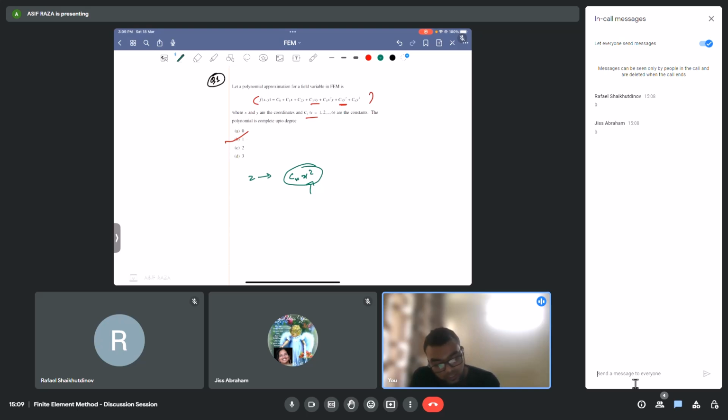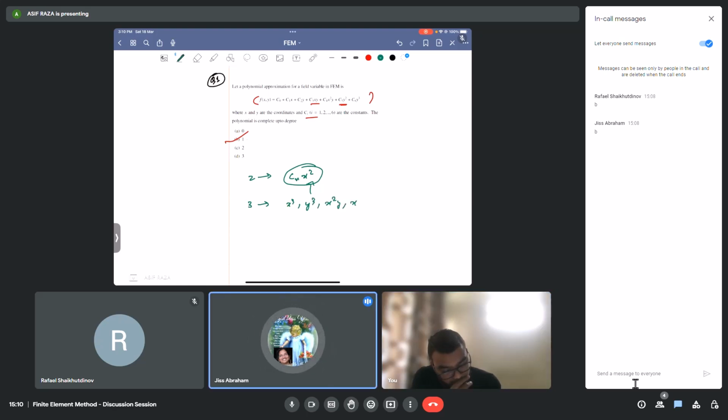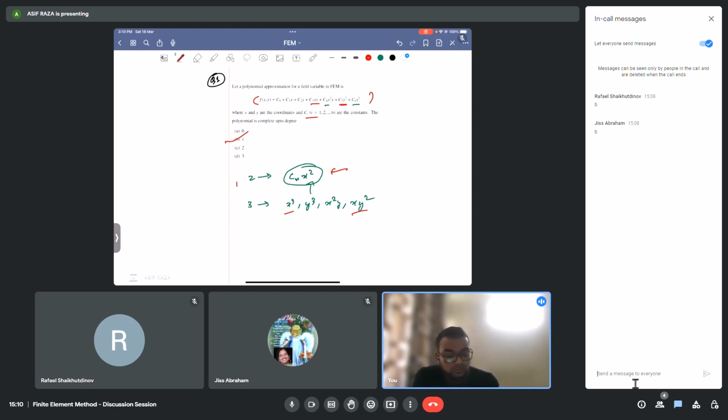And what if I ask you, for degree 3, what polynomials should be there? x cube, y cube, x square y, x y square. Out of these, we are missing two. x cube we are missing, x square y we have, and x y square we are missing. So since degree 2 itself is incomplete, we won't go beyond that. So the answer is option B only.